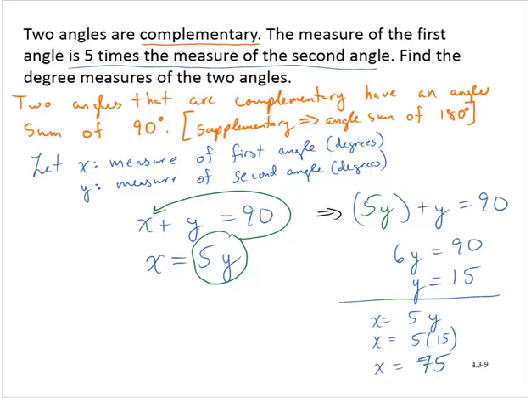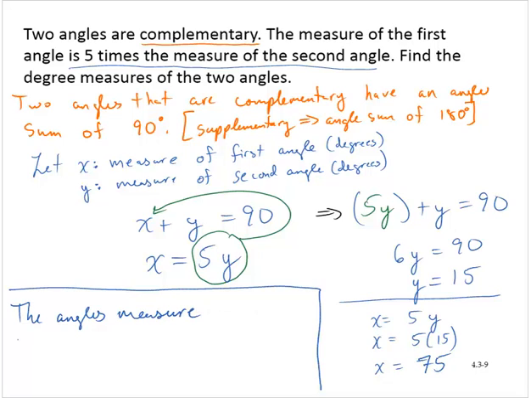Now, as a quick check, notice that 75 plus 15 is 90, so we can be reasonably sure about these. And so our conclusion, the angles measure 75 degrees and 15 degrees.